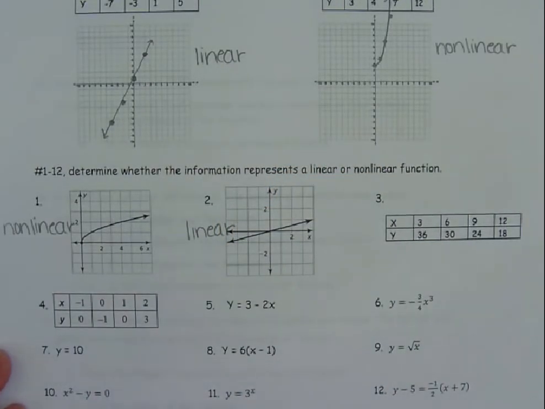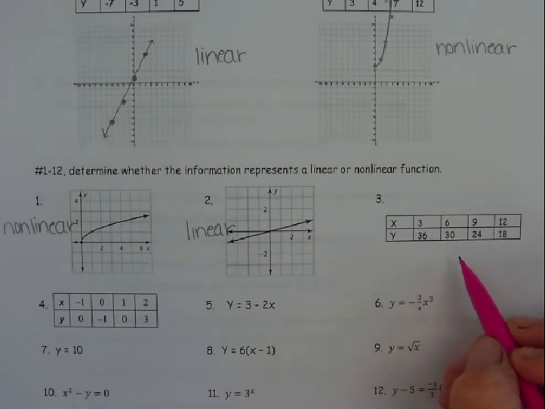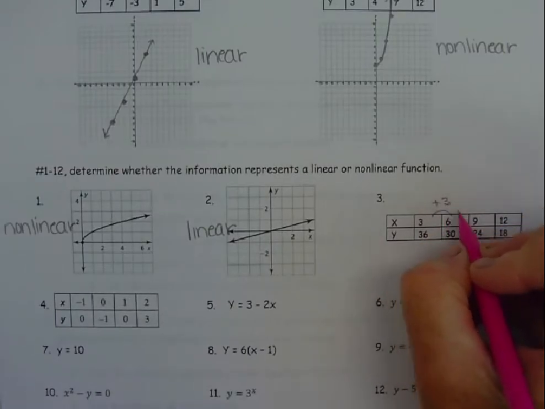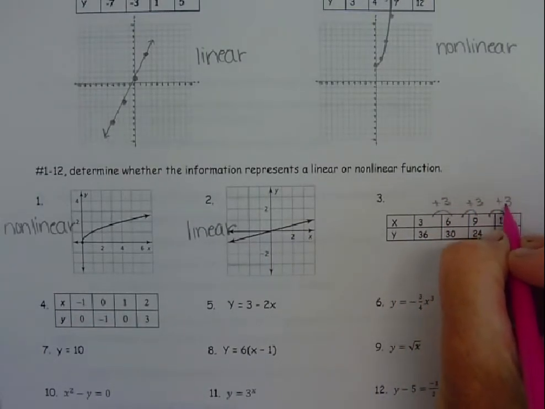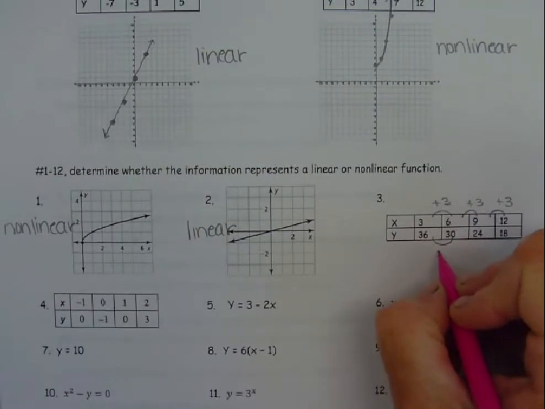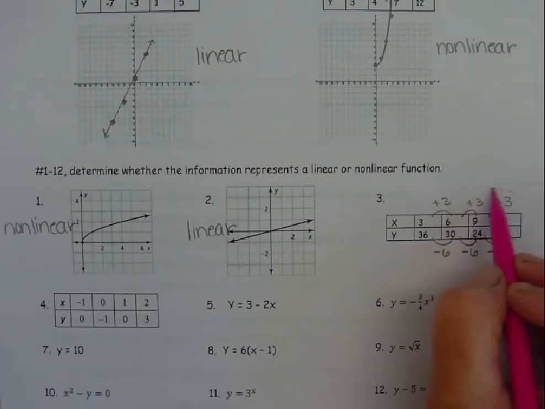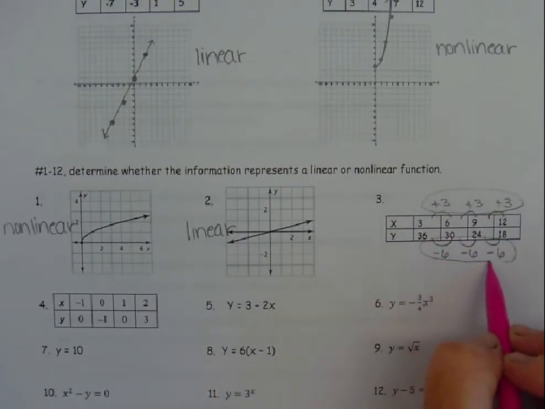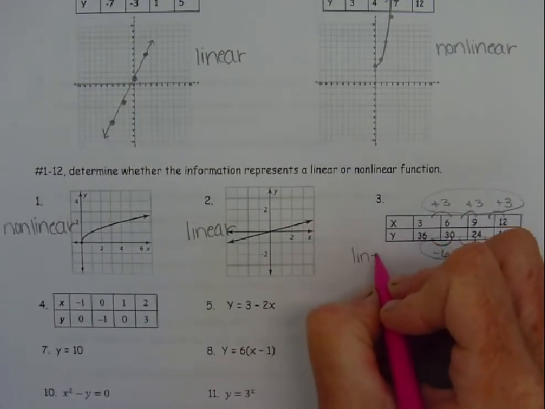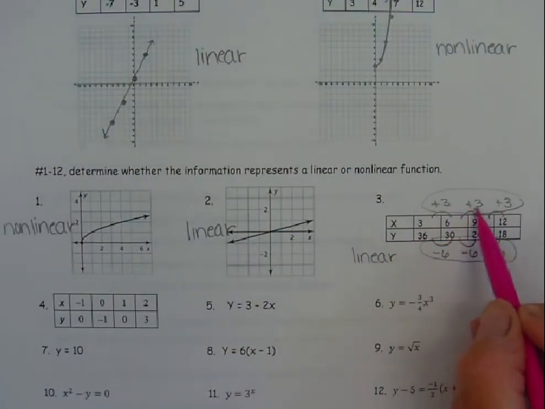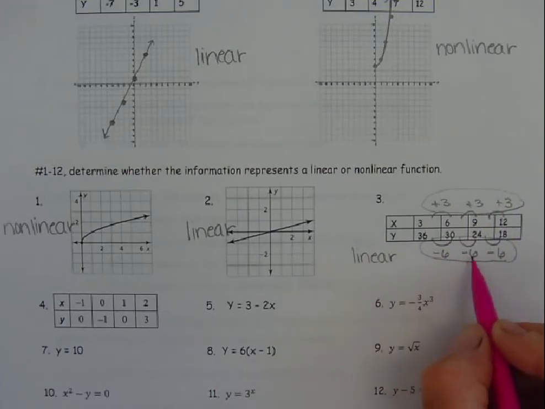If you take a look at number 3, we now have tables. In order for something to be linear on a table, you must have a constant increase or decrease on your x values and your y values. If you take a look at your x values, you will notice that you are consistently adding 3. If you take a look at your y values, you will quickly see a pattern that you are subtracting 6. Because this is consistent and this is consistent, that makes it linear. If this was +3, +3, +3, and this was -6, -5, -4, then it would not be linear.